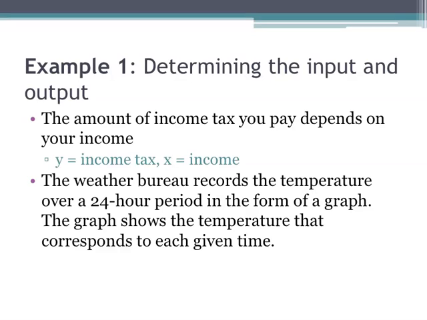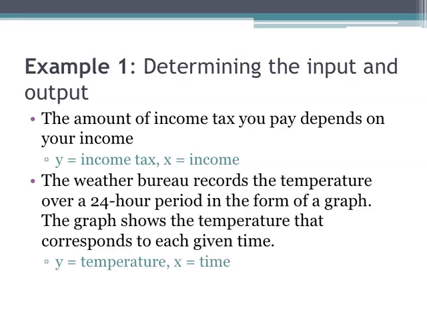Let's try the next one. The Weather Bureau records the temperature over a 24-hour period in the form of a graph. The graph shows the temperature that corresponds to each given time. So you want to think about, does the temperature depend on the time it is, or does the time depend on the temperature? Well, we know at a certain time it could be a different temperature. It might not necessarily be what you expect, but it would be still that same time. So the time is the independent variable, and the temperature is the dependent variable. So because the temperature depends on time, you would say that the input would be the time, and the output would be the temperature.